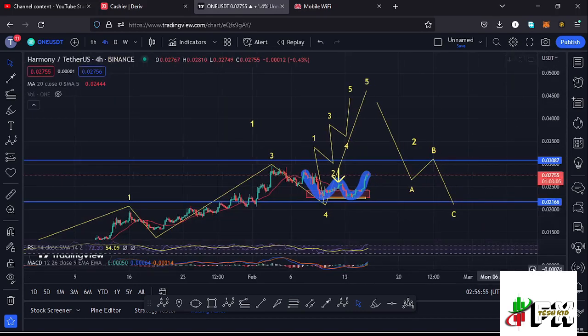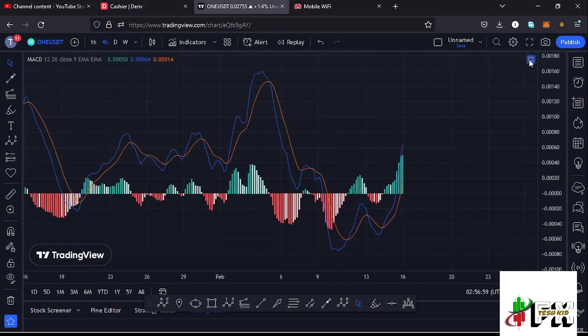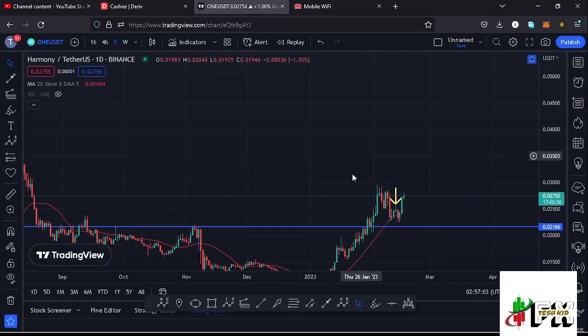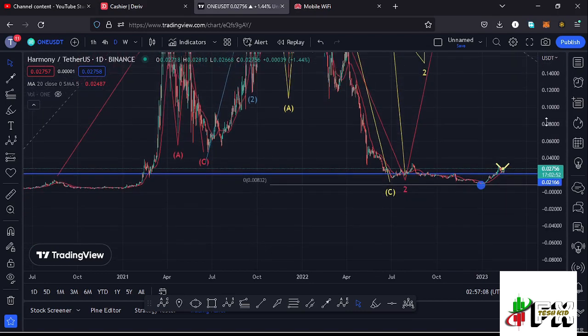Also taking a look at the MACD, here on the MACD we have been able to print a bullish cross, fully supporting higher prices in the formation of that wave 3. And jumping to the daily chart to give you the long-term scenarios that I'm expecting to play out, basing it on the Elliot wave structures.